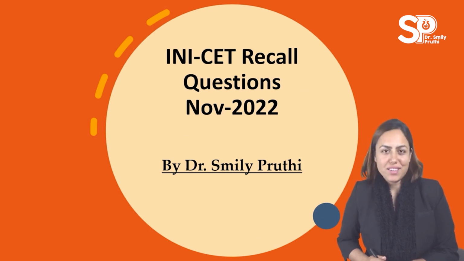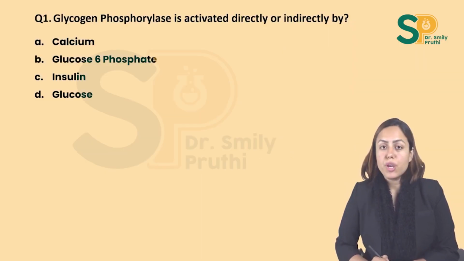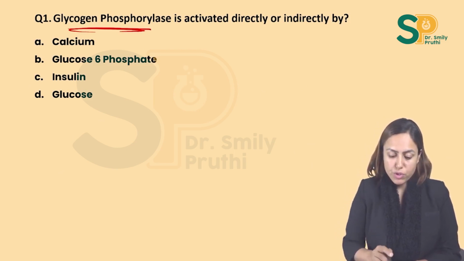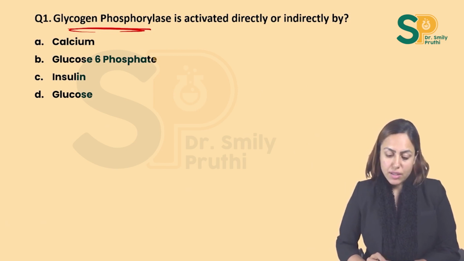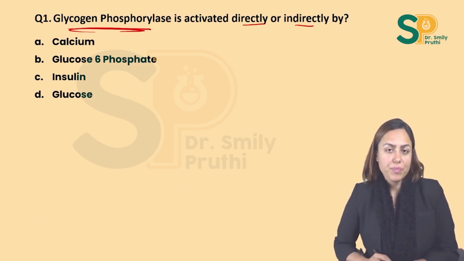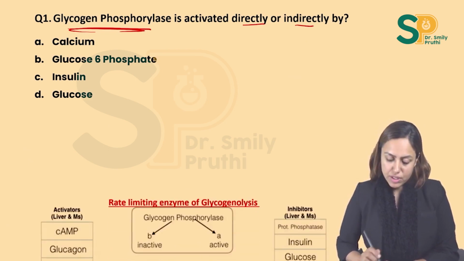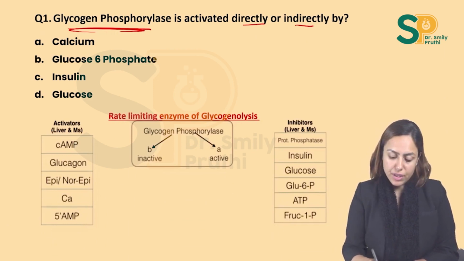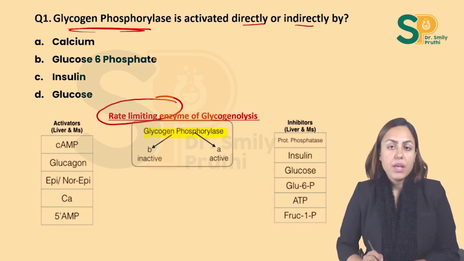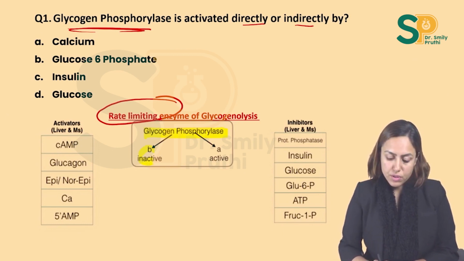So let's get started. First question here which I am taking in this PPT is on glycogen phosphorylase. It was asked that this enzyme is activated directly or indirectly by. When we did the video on glycogen, we covered this rate limiting enzyme of glycogenolysis, that is glycogen phosphorylase. It has two forms, small b and small a.